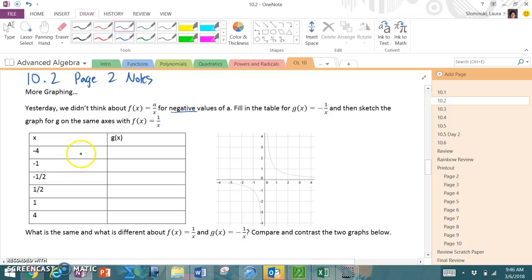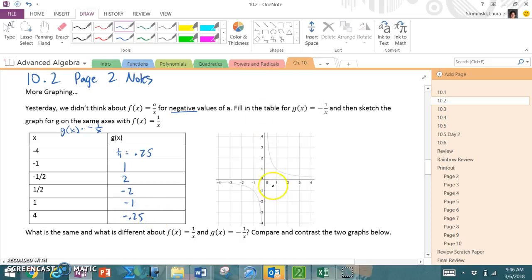So if I do negative 1 divided by negative 4, I get positive 1/4, which is 0.25. Negative divided by negative is positive, so negative 1 over negative 1 is positive 1. Negative 1 divided by negative 1/2 is positive 2. So again, we're just plugging values in like we did yesterday.